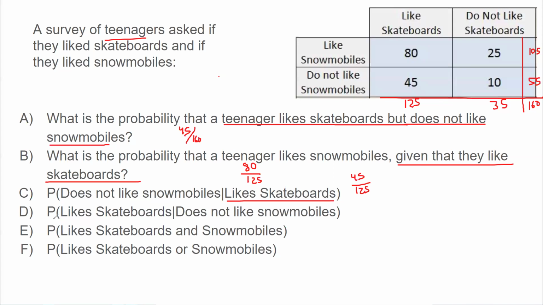Okay, probability someone likes skateboards given that they do not like snowmobiles. So we're looking at the category of do not like snowmobiles. So of the people that don't like snowmobiles, what's the probability that they like skateboards? That looks like 45 out of 55.